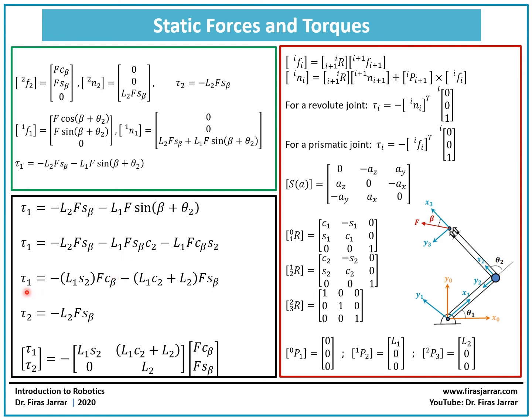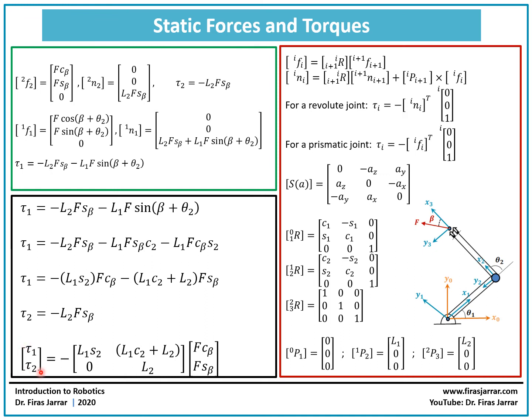And so this is a new way to write the torque at joint 1. Nothing changed. The final result is going to be the same, but we just want to write it in a different way. And this is for torque 2, as before. We didn't change anything. Now we want to bring these two equations and write them in one matrix equation.